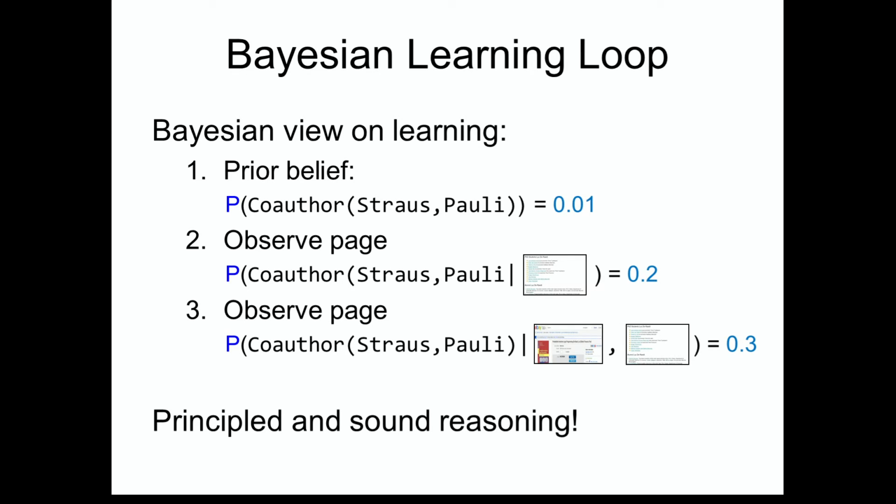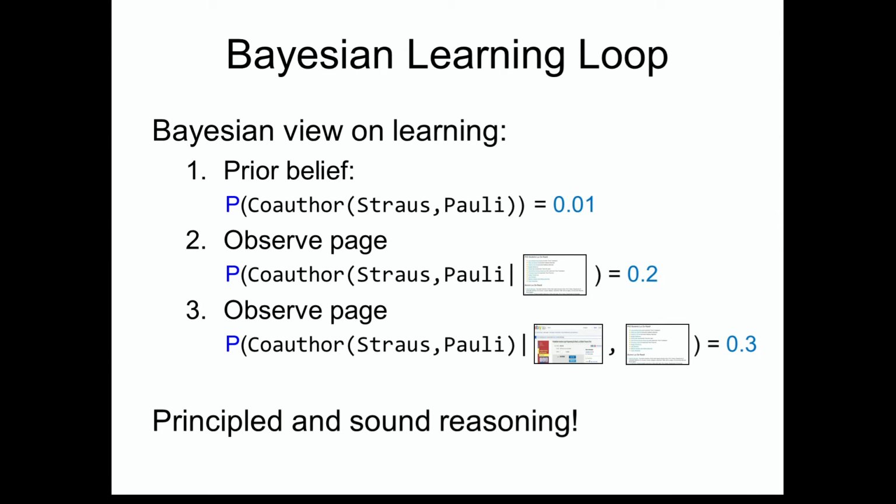So that's a problem. So here's another problem with the current way that people use probabilistic databases for these knowledge graphs. If you're a machine learner, you're familiar with this Bayesian learning loop. You have some prior belief about these guys being co-authors. You observe a web page, you read some text, and your machine learning algorithm conditions your distribution on this information and then changes your belief. You observe another page, your belief changes. It's a very nice, principled, and sound way of reasoning in machine learning.